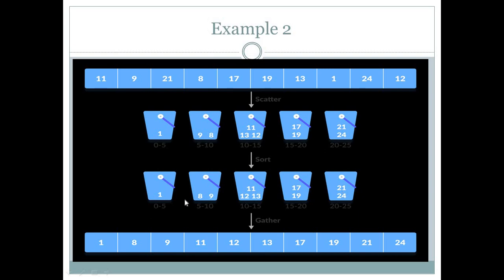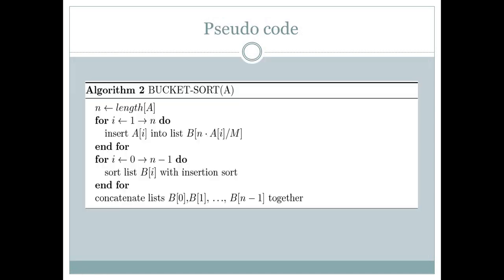After that we will put these numbers into a list, so it will become 1, 8, 9, 11, 12, 13, 17, 19, 21 and 24. So this is our sorted array, and this is the example of the bucket sort algorithm. This is the pseudocode for the bucket sort algorithm.